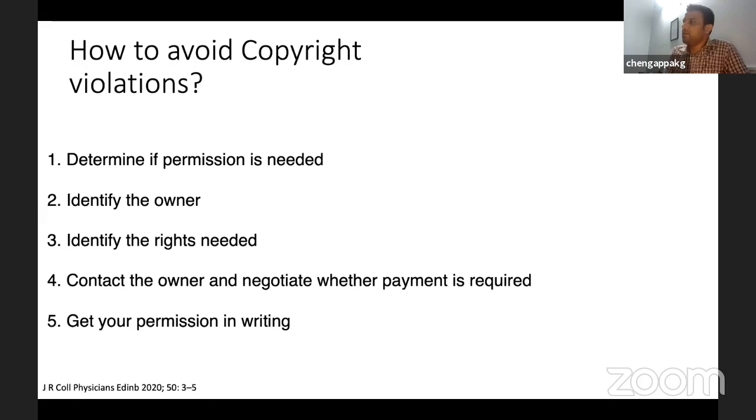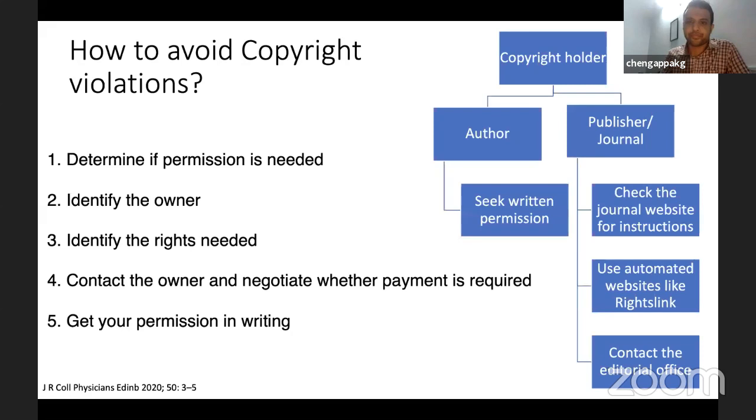Now, since there is email, it has become simpler. People can just send you an email, and that can be kept as proof. So you contact the copyright holder. If the copyright holder is the author, you email the author and seek written permission. If it is a publisher, you can check the journal website for instructions on how to check for copyrights. Or you could use automated websites like RightsLink, which will automate your copyright application. Or you could directly contact the editorial office if the website is not clear.